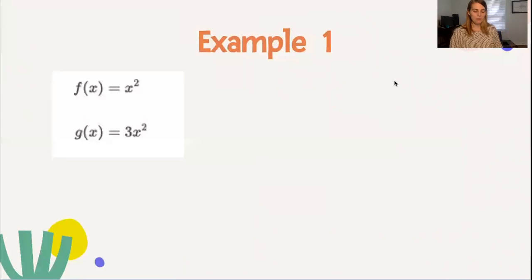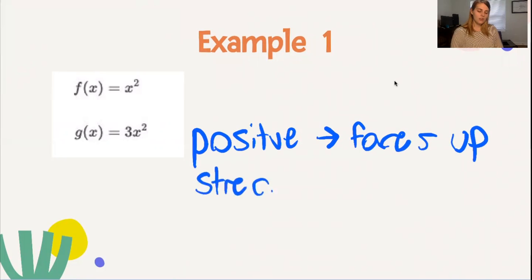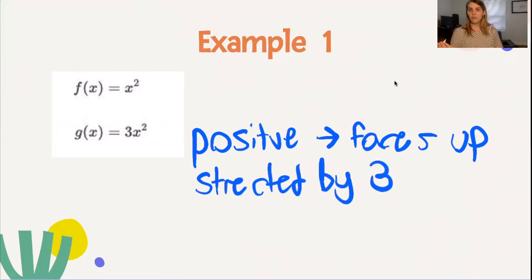Looking at the first examples, it's going to ask you what you can tell by the scale. So looking here, I know I have a positive graph, so it faces up because that's a positive 3. I know that it's stretched by a factor of 3. My 3s are going to be skinny, they're going to be tall, it's stretched or scaled by 3 because that's the number that's in front of the x squared.